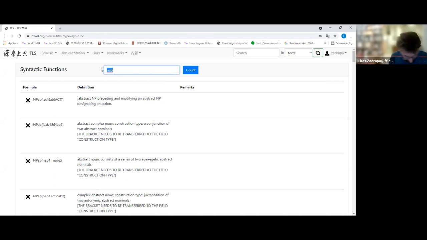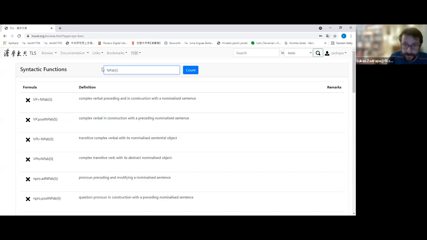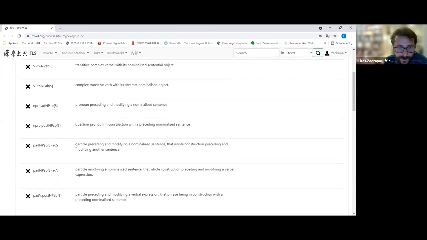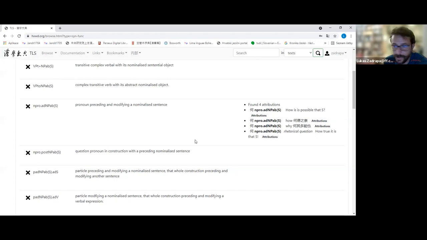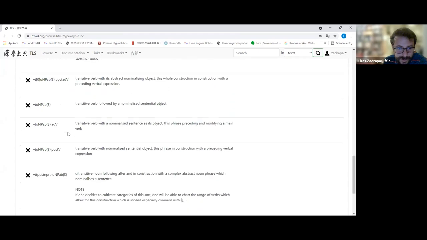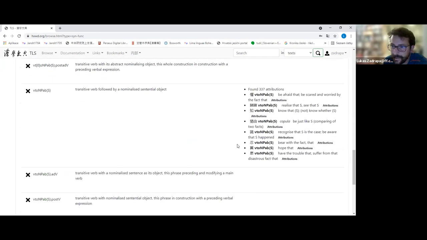We can try to search for this PAB with this supplementary symbol for a sentence. And again, this is a construction of a verbal phrase plus this nominalized sentence. So we can have a look, for example, for this. I cannot see any good examples there. It is not a good example here. You can have a look at the simplest label. You can see the example here.